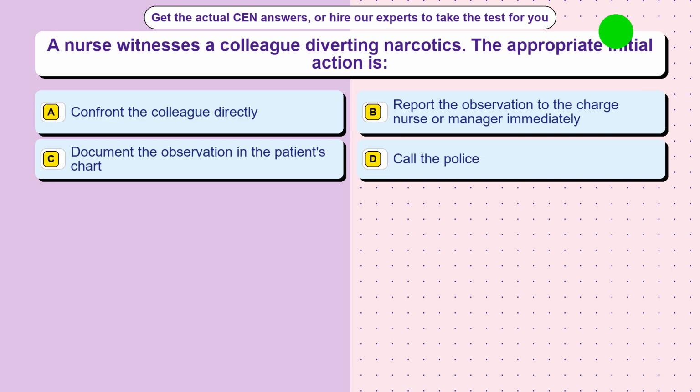Question 37. A nurse witnesses a colleague diverting narcotics. The appropriate initial action is: Option A, confront the colleague directly. Option B, report the observation to the charge nurse or manager immediately. Option C, document the observation in the patient's chart. Option D, call the police.